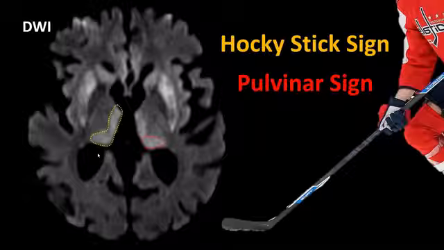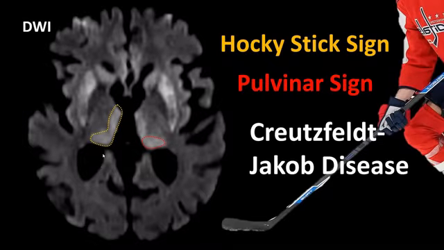When you see these abnormalities on diffusion-weighted images, think Creutzfeldt-Jakob disease. This patient will often also have diffusion restriction in the basal ganglia and or in the cerebral cortex. Creutzfeldt-Jakob disease is also a rare disease, and patients typically present with a rapidly progressive dementia.